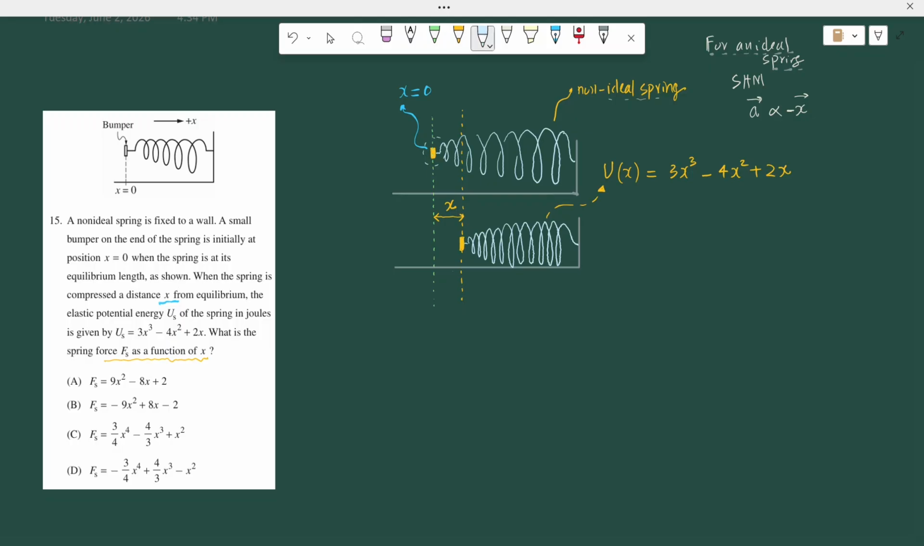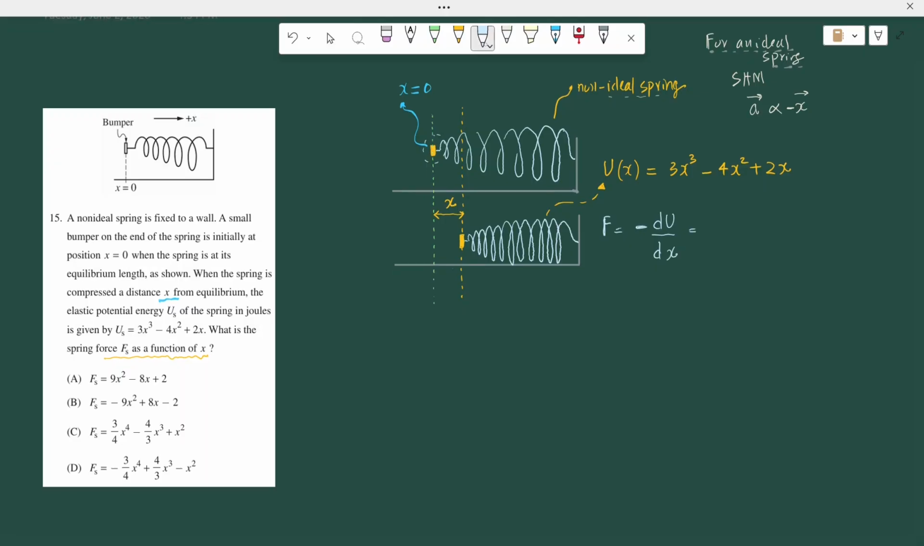Since it's a non-ideal spring, we use the relation between the force and the elastic potential energy, which is that the force is the negative of the derivative of potential energy with respect to x. So we will just take its derivative. We can apply the derivative on every term. The negative and negative will become positive, and 4 is a constant, so it will come outside.